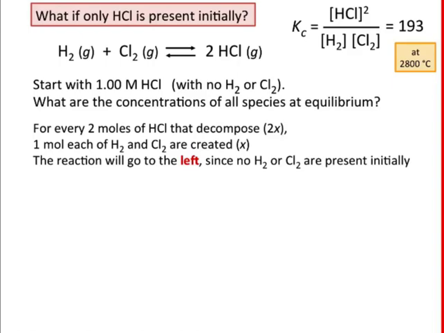For every 2 moles of hydrogen chloride that react, you're going to make 1 mole of hydrogen gas and 1 mole of chlorine gas. That makes sense. That's exactly what we said for the previous problem. Now also, this reaction's going to the left because there's no hydrogen gas and no chlorine gas present initially. So right now Q is undefined, and that's not going to make sense.